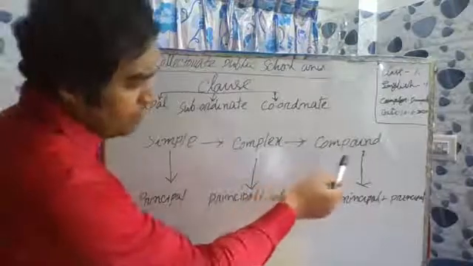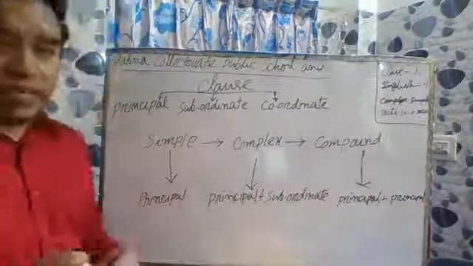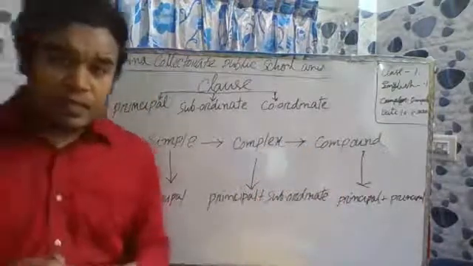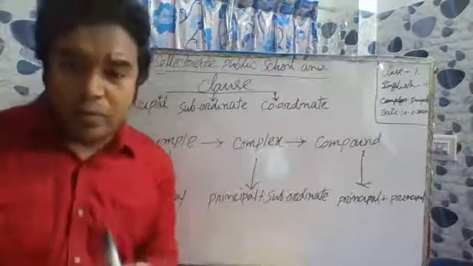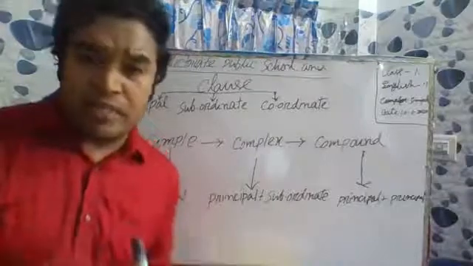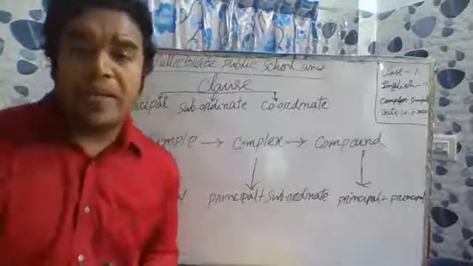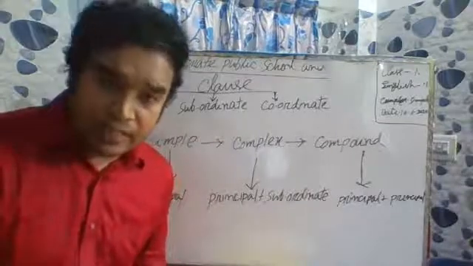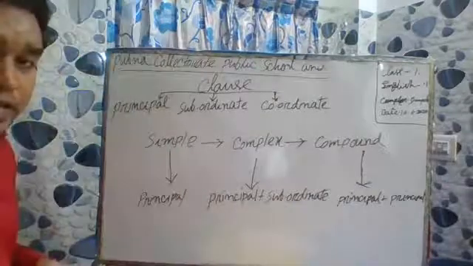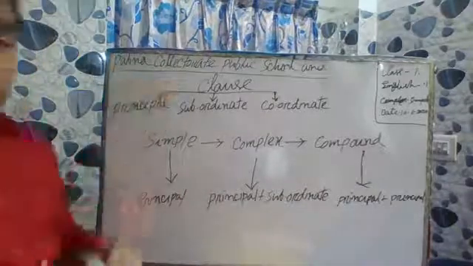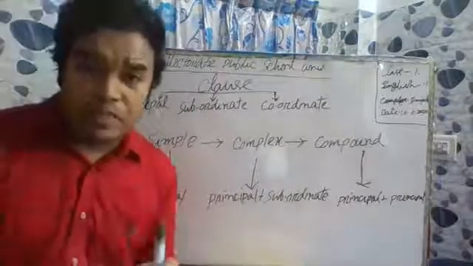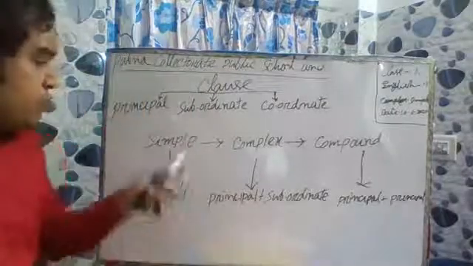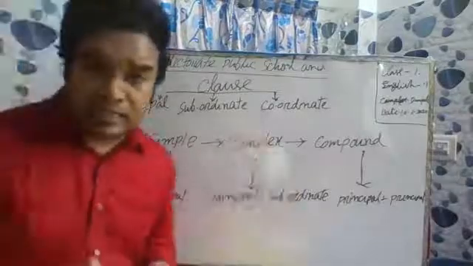Next, go to the next topic, compound sentence. What is a compound sentence? Two principal clauses joined with a coordinating conjunction such as and, but, or make a compound sentence, dear student. That is why at first I defined clause, because it is closely related to simple, complex, and compound sentences.